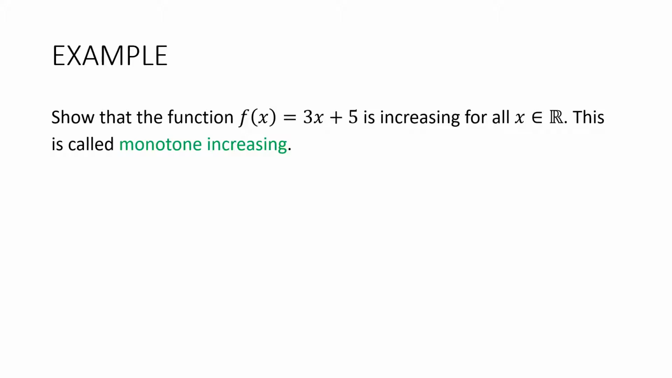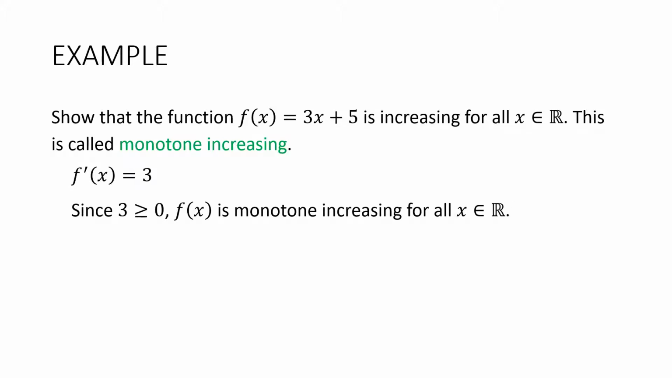What we've got to do, however, is find the first derivative and show that it's always greater than 0. It's pretty easy. The first derivative is 3. 3 is always greater than 0. So since 3 is greater than 0, f of x is monotone increasing for all real x.